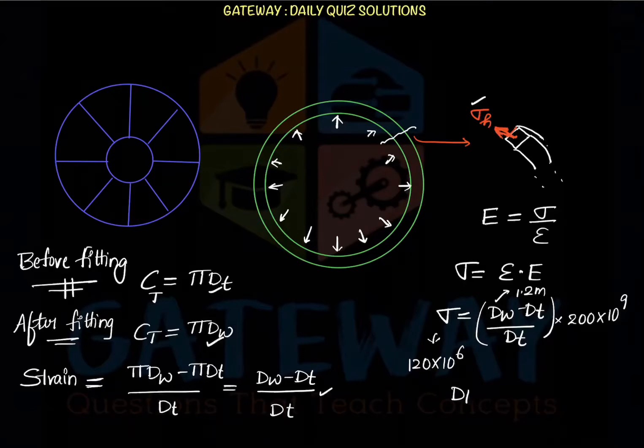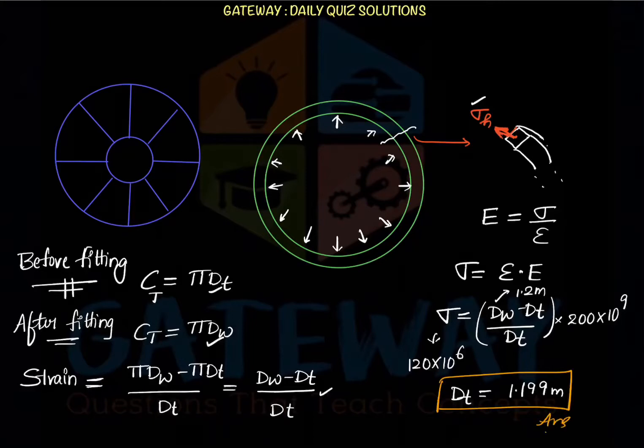So all the values were known. Then we will calculate the final value of dt, and that comes out to be 1.199 meter. So it is less than 1.2 meters. And finally, this is our answer. So these were the easy questions and also some little conceptual questions which we can imagine practically.